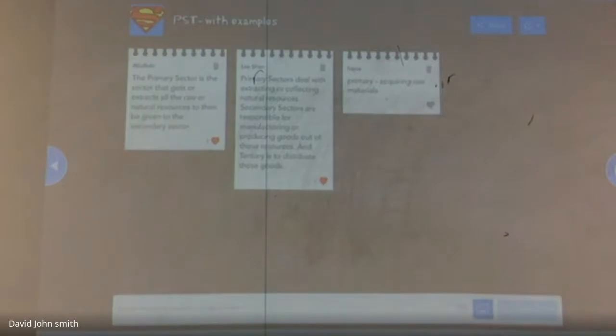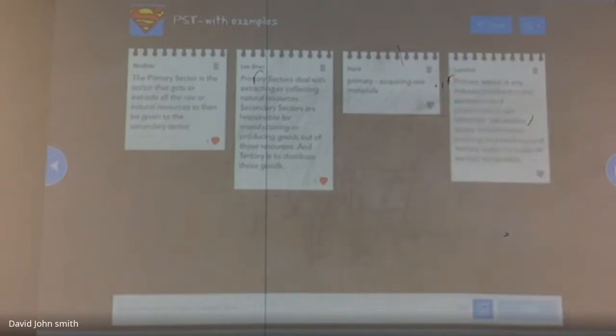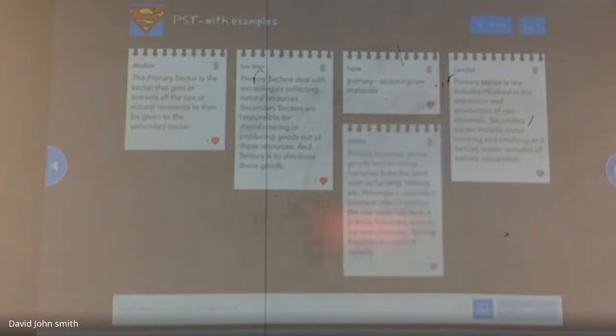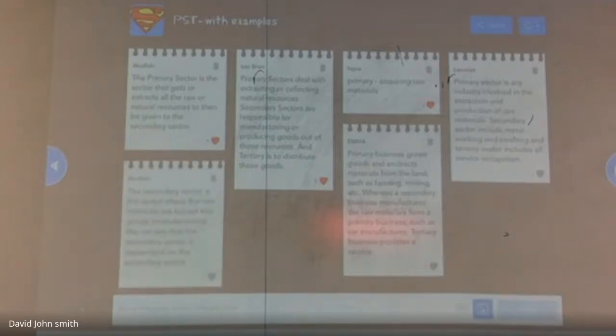Wait for a couple more. Primary is acquiring new materials. Yes, raw materials. Well done. Absolutely right. There we go. Secondary, primary sector. Yes. Good. Well done. Very good, Lancelot. The secondary is more than just the metalworking one, but yes, absolutely right. Say primary businesses grow goods and extract materials from the land. Yes, well done. All good. And examples. Fantastic.